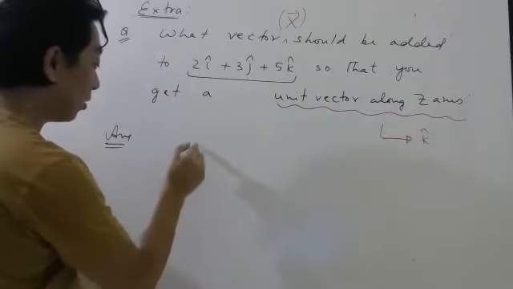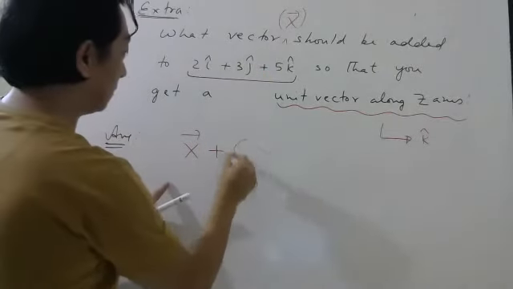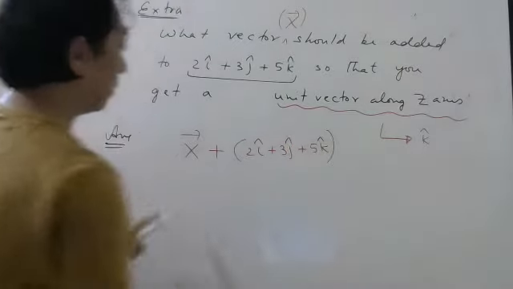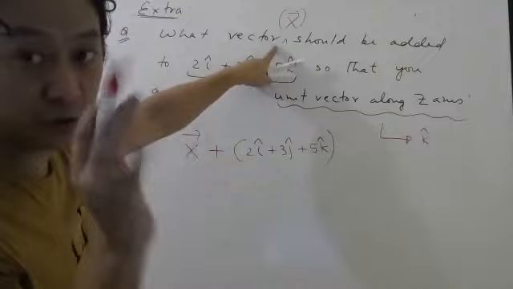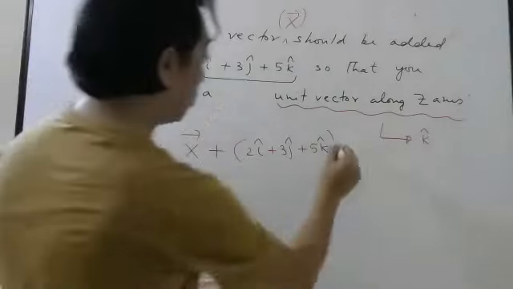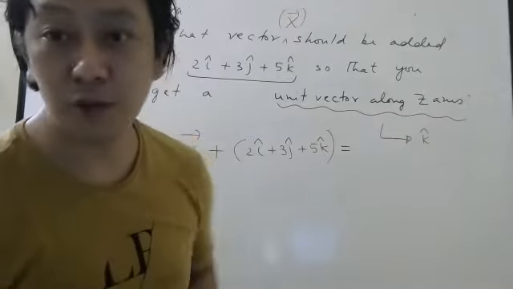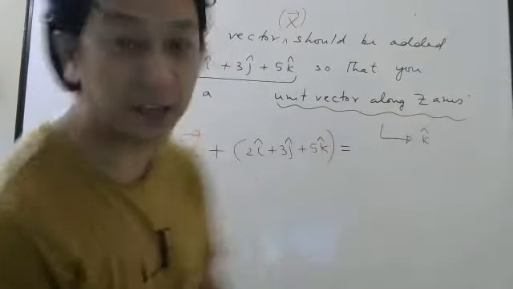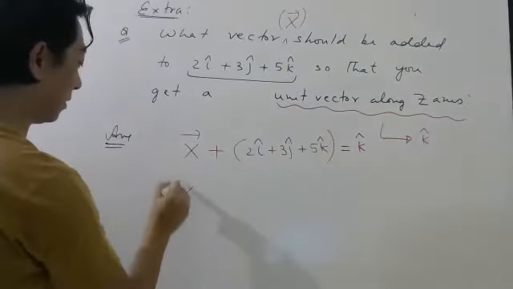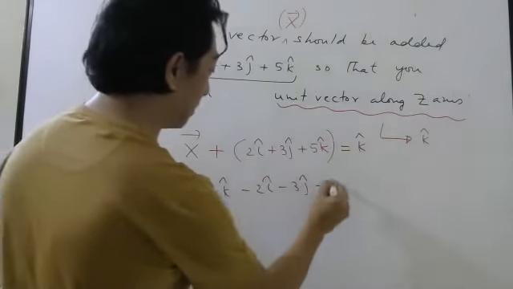So they are saying what should be x bar so that when you add it with this vector, you should get a unit vector along z-axis. Just now, most of you told me the unit vector along z-axis is k cap. So I should get k cap. Then you take this one there. So x bar will be k cap minus 2 i cap minus 3 j cap minus 5 k cap.